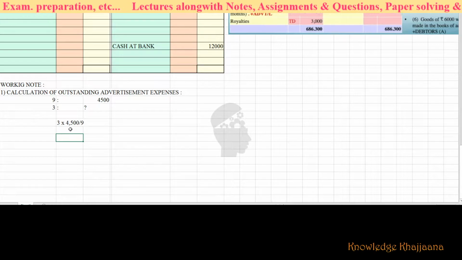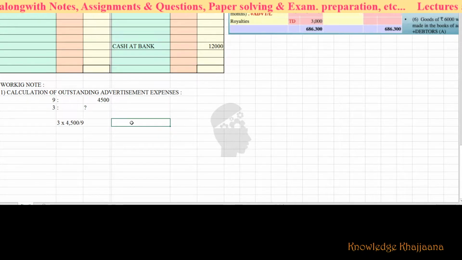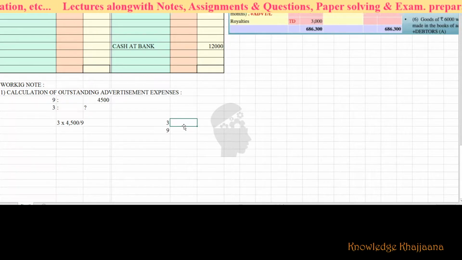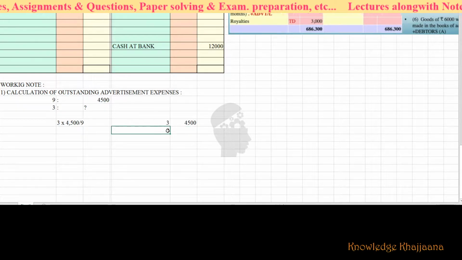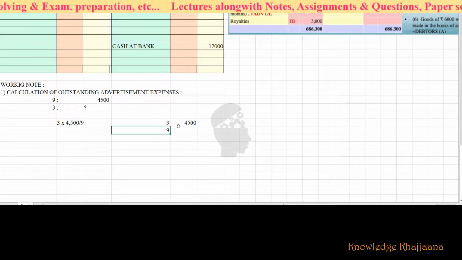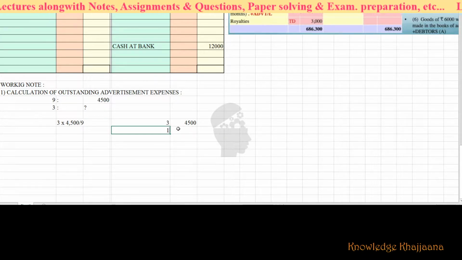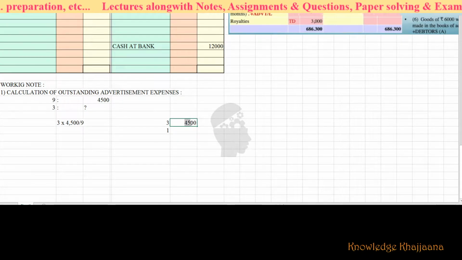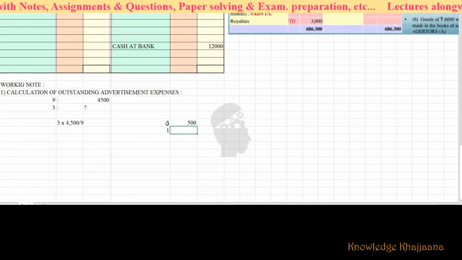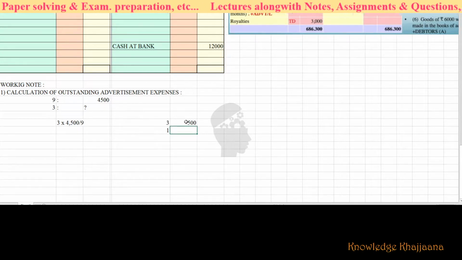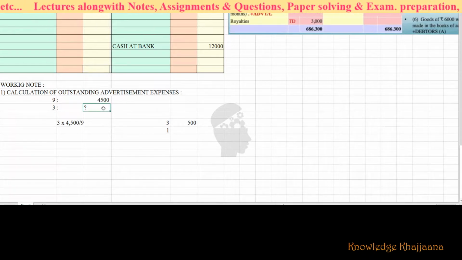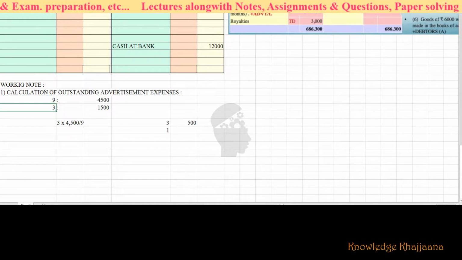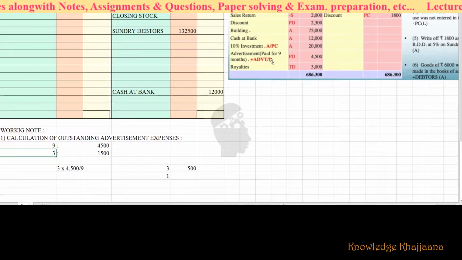What comes to the 3 into 4,500 by 9? See, how can you do it simply? 3 divided by 9 into 4,500. See, 9 5s are 45. So what will come here? 5. Okay, 9 5s are 45. So what will come? 3 into 500, it is 1,500. So what is the amount? It is 1,500 for 3 months. Okay, so 3 months advertisement expenses are still outstanding. So it is a liability.